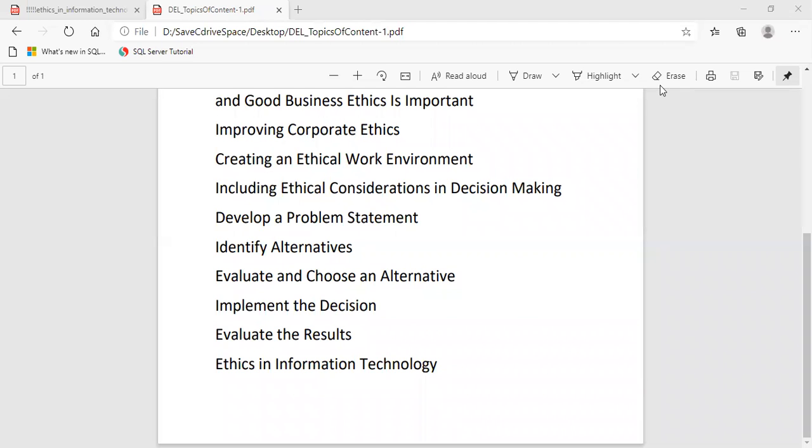So let's move to the next topic, that's creating an ethical work environment. How an ethical work environment can be created. It's more important that the organization should focus on the right thing to do for the right people at the right time. So for that, they have to evaluate different choices.